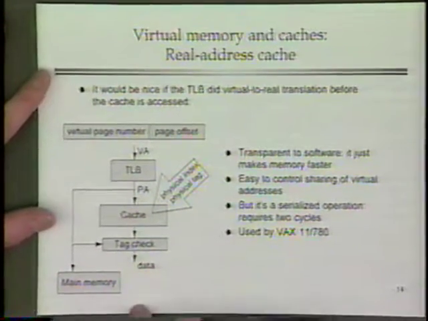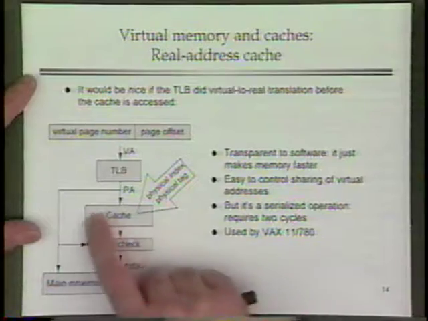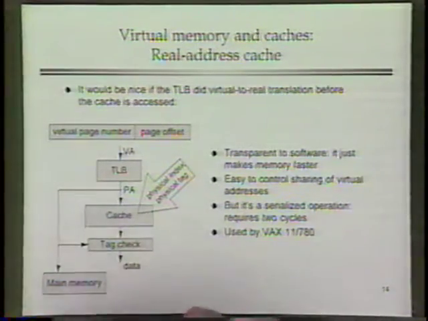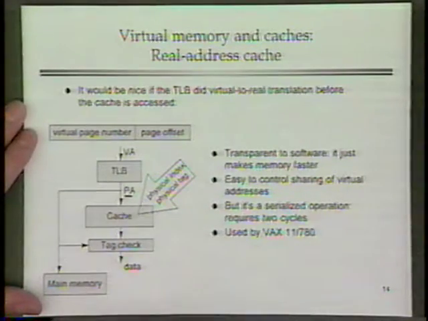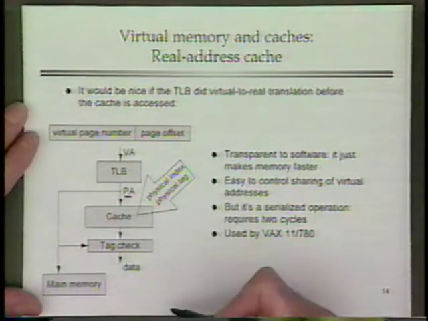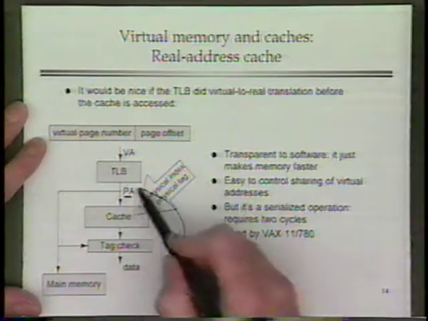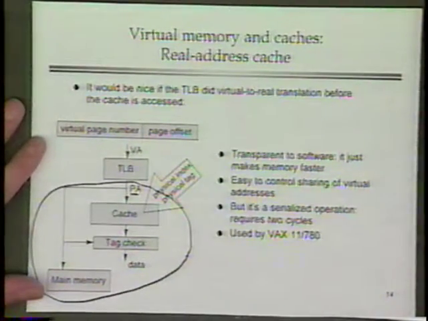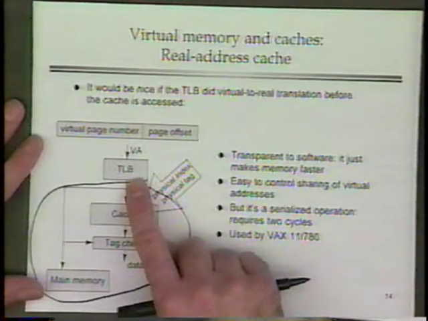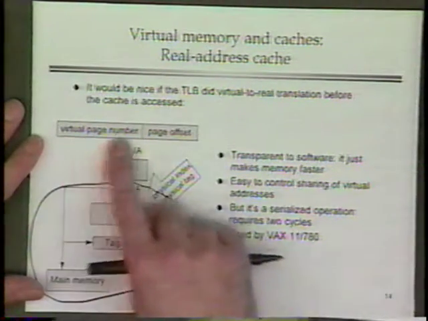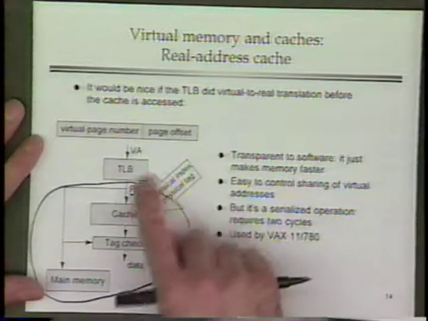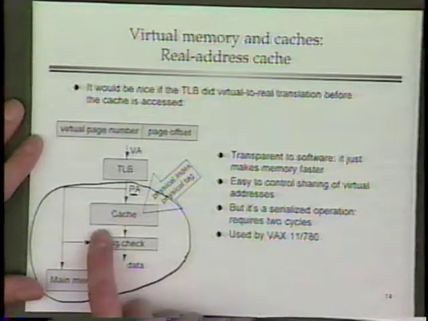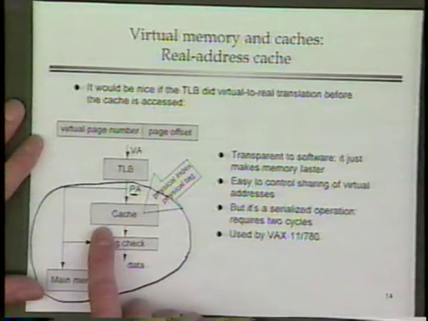Well, the one that makes the most sense is that you'd like to treat the cache as just something that makes main memory faster. And if main memory is addressed with physical addresses, then you'd like to address the cache with physical addresses. So you treat this whole subsystem here as basically just a fast main memory. Well, that means you have to do the translation first. You take the virtual address, virtual page number and offset, turn it into a physical address before you access the cache, and then access the cache with the physical address.